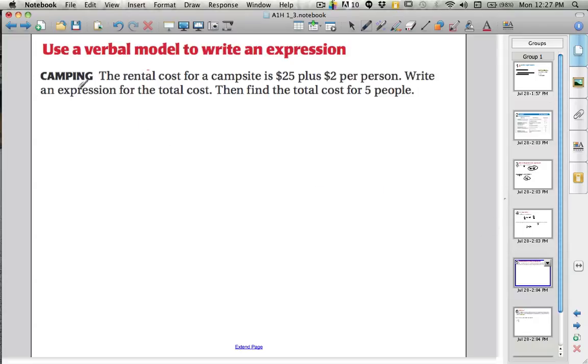Now here's a situation, we're going camping. The rental cost of a campsite is $25 plus, that's going to be plus, $2 per person. Now per, $2 per person, that's going to be times. It's going to be $2 times each person. Write an expression for the total cost. Find the total cost for 5 people. So I know I have $2 times the number of people plus the $25.